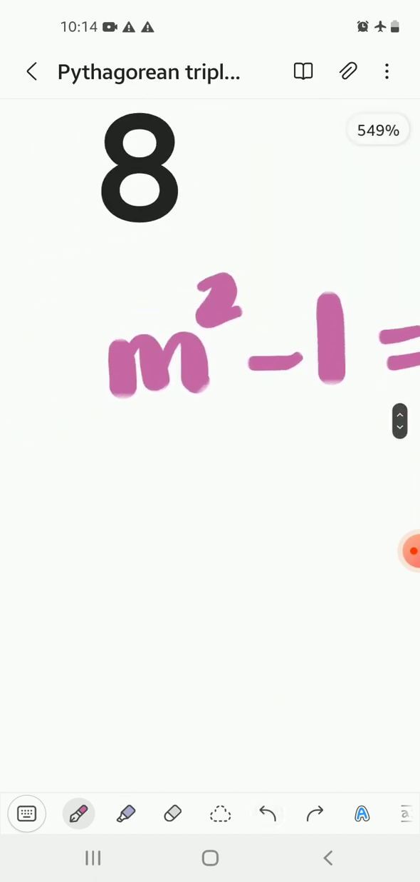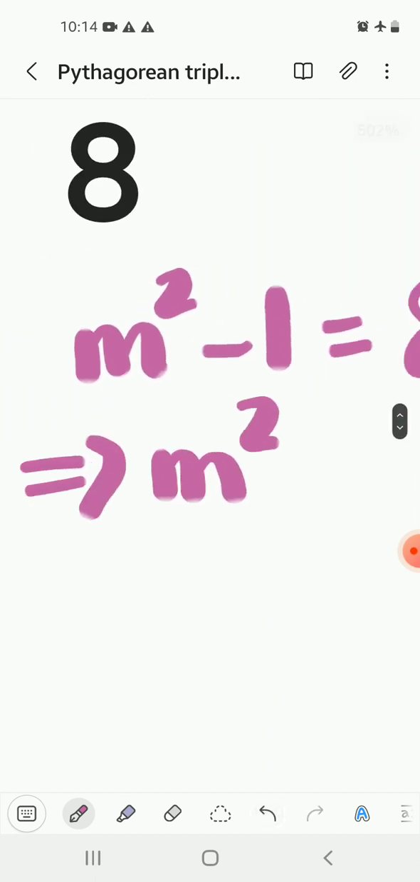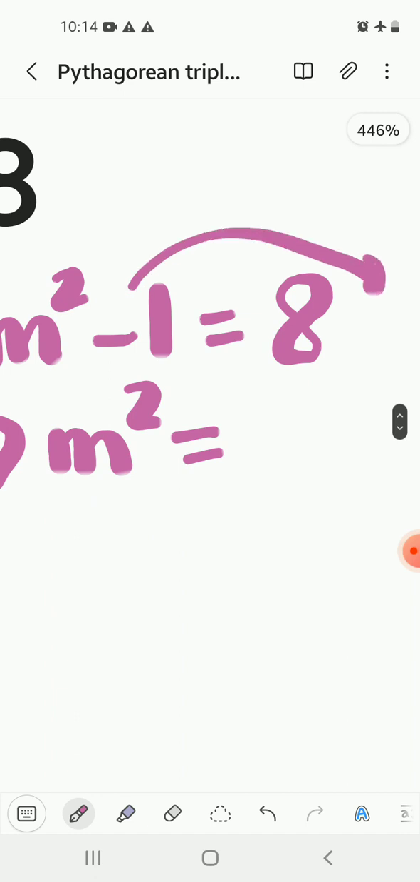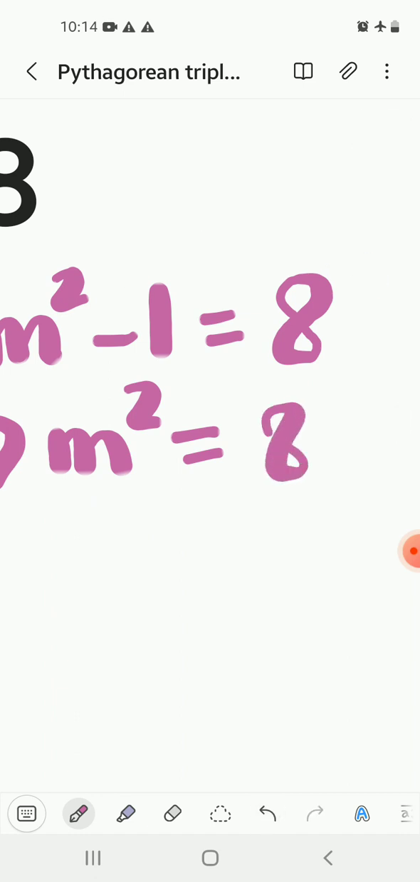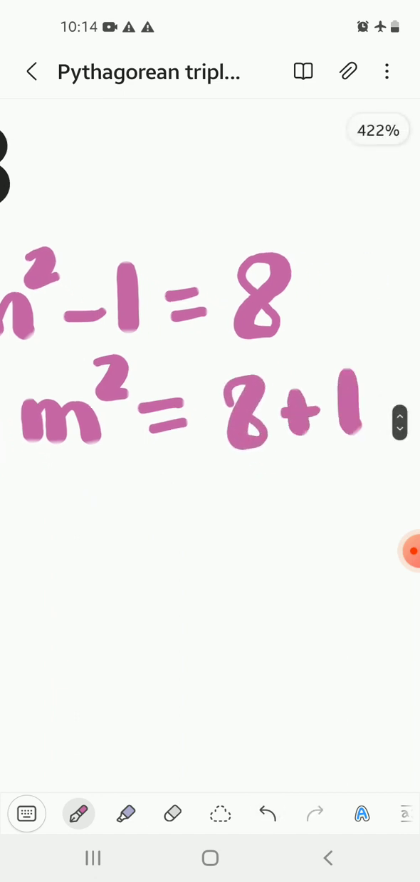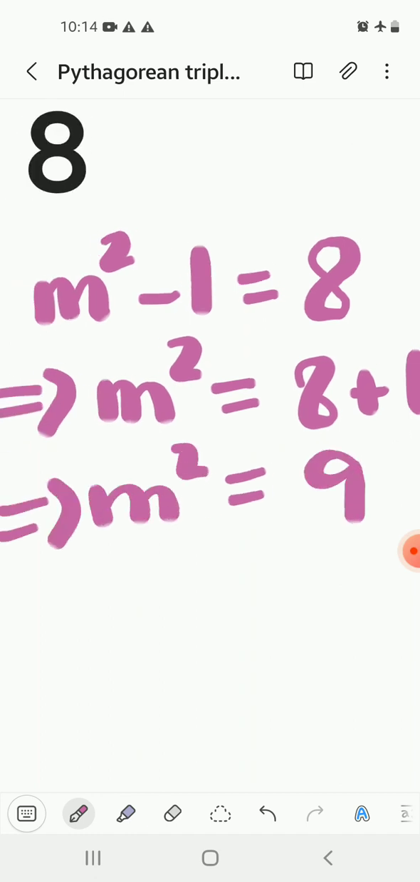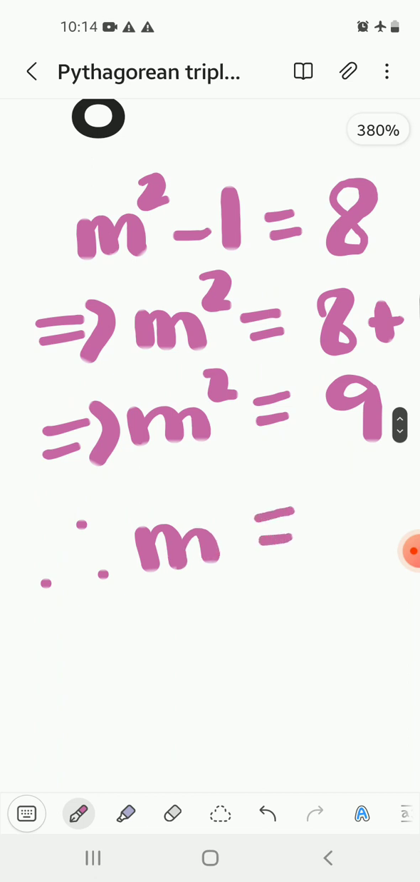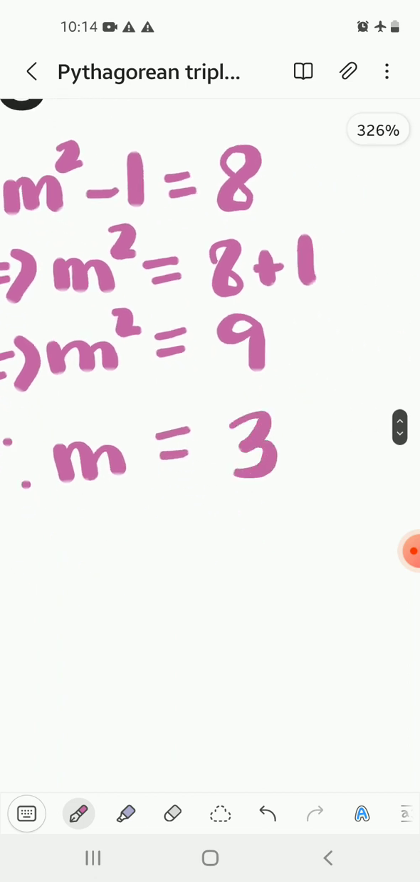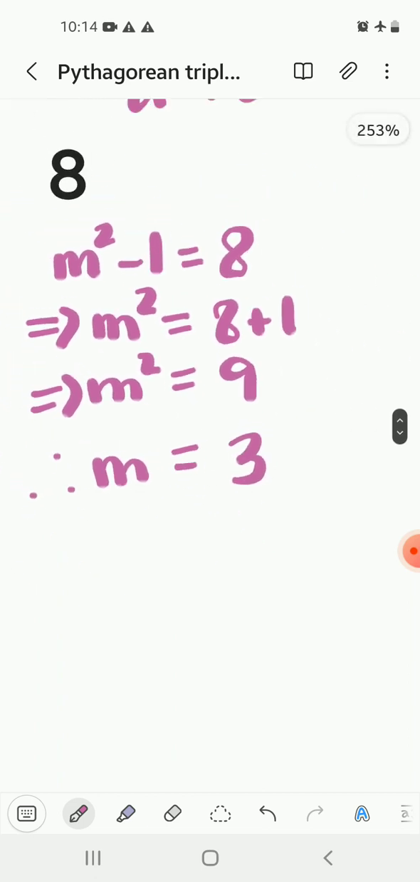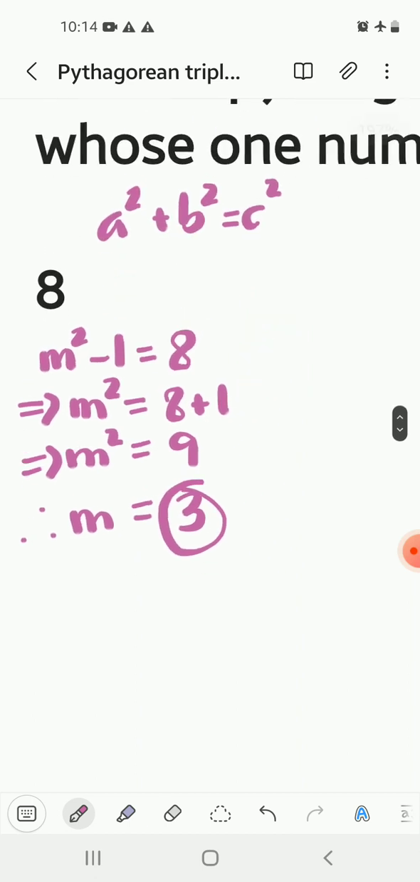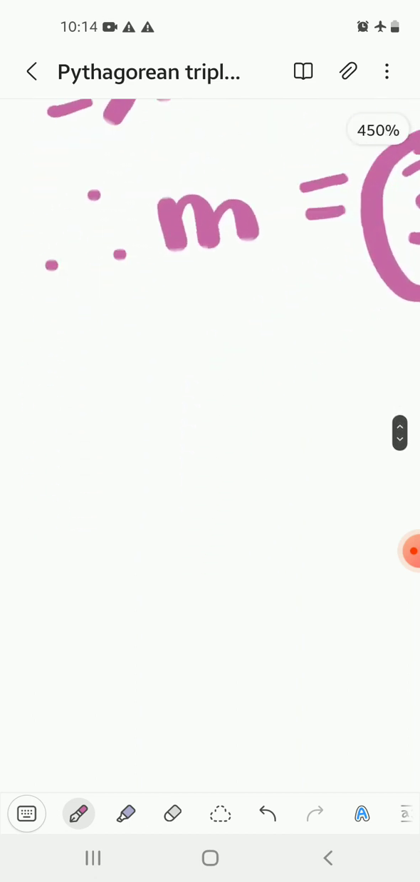So we'll find m square: minus 1 moves to the other side, so it becomes plus 1. So 8 plus 1 becomes 9. So m square is equal to 9. Therefore, m is equal to the square root of 9, that is 3. Now we are going to apply this 3 in the next two formulas. We are going to substitute its value.